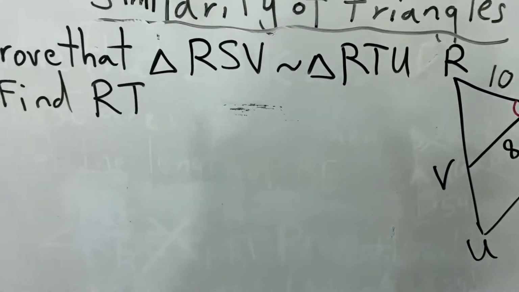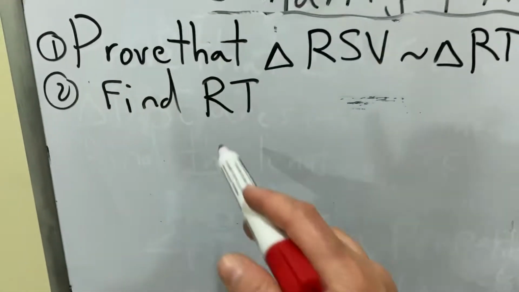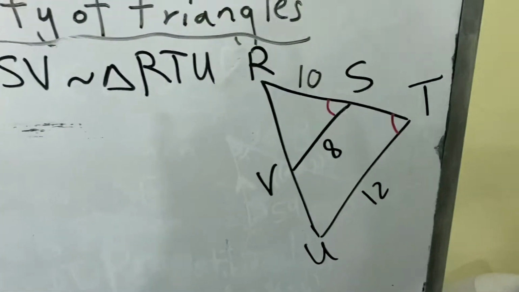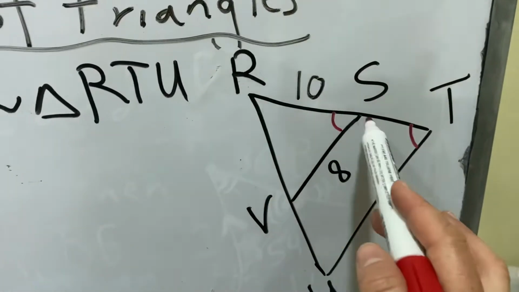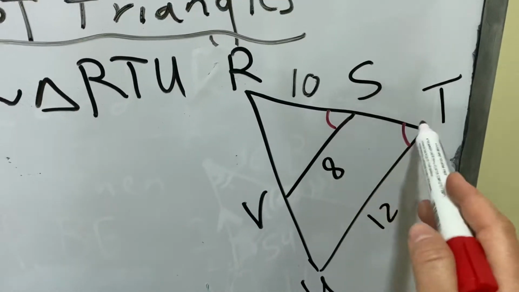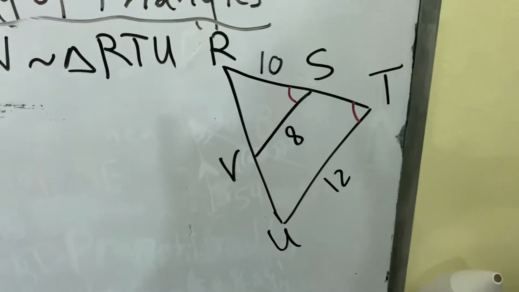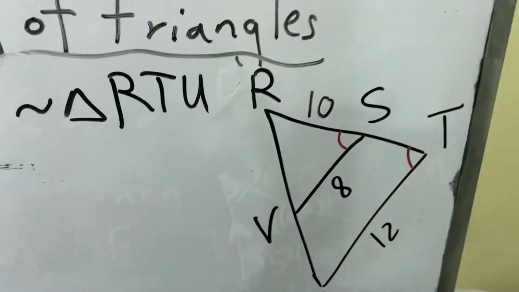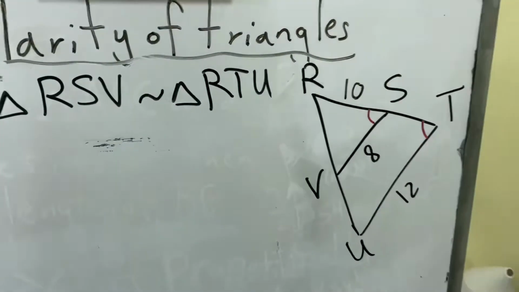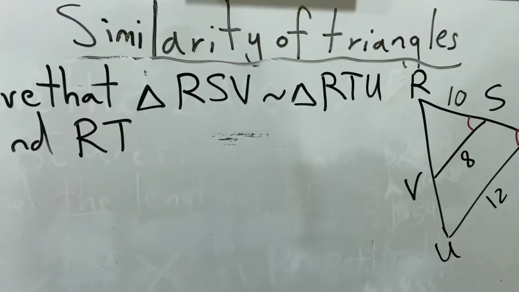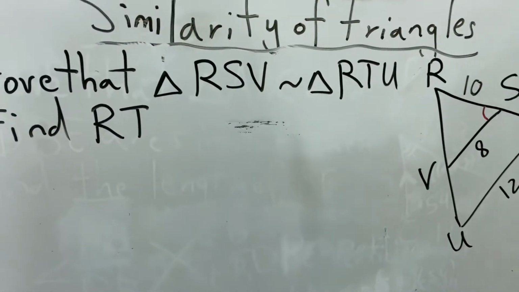Okay, then after this, I can find the length of RT, this one, RT all. Now RS is known, which is 10, so I have to find ST and add them together, then I can know RT. Or I can find RT all direct. Now if I start solving this, I will start by proving that the two triangles are similar.